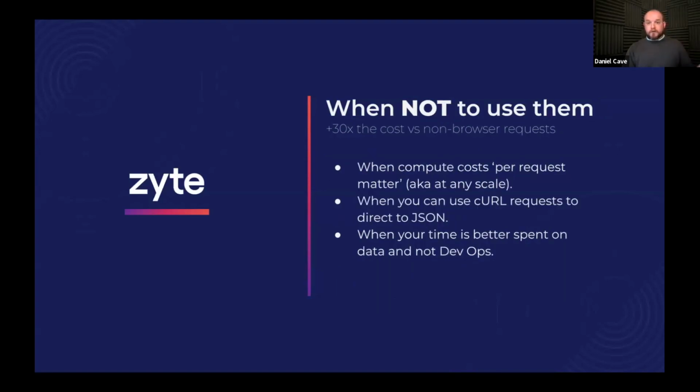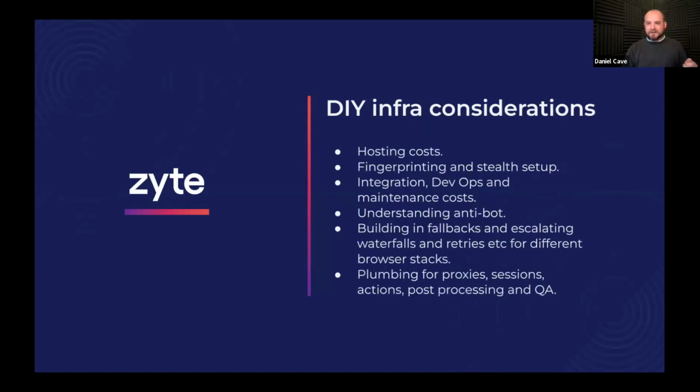Don't use them when the cost per request matters, particularly at scale. We talk a lot about scale. If you're doing 1 billion requests, adding 30 times the cost to that is obviously not great. If you can use curl style requests to go directly to JSON, sometimes that's a great way to get around this. And also don't use them when you could be not having to deal with the DevOps required.